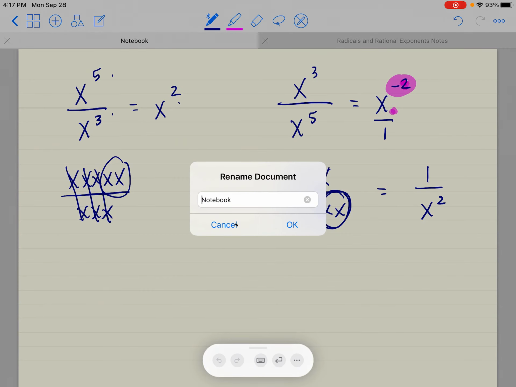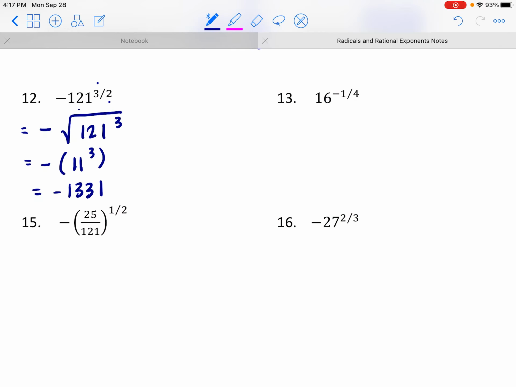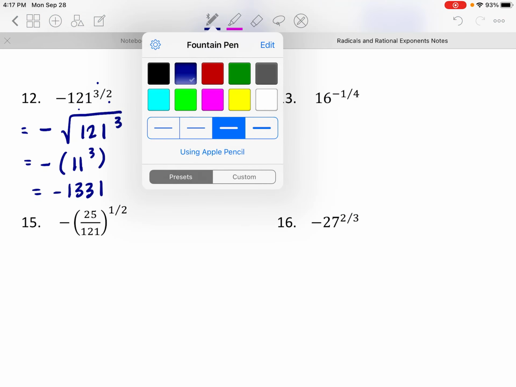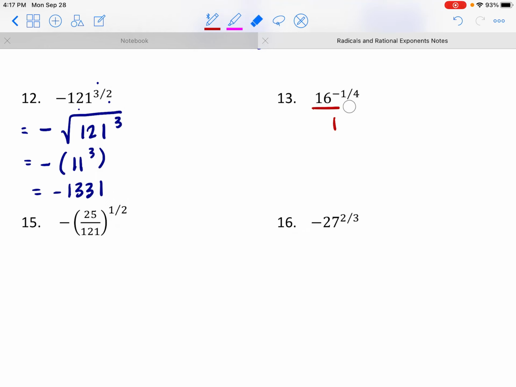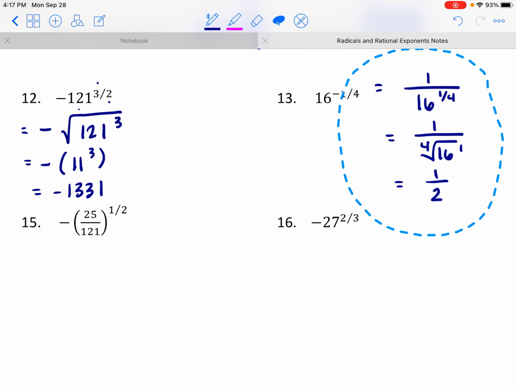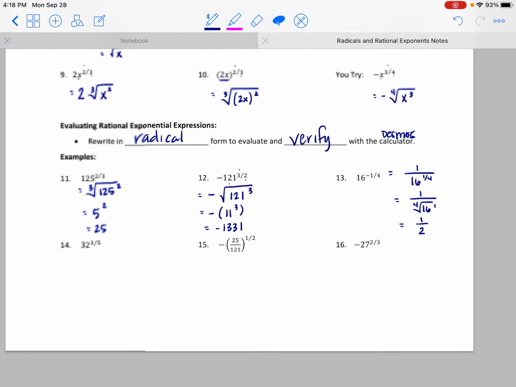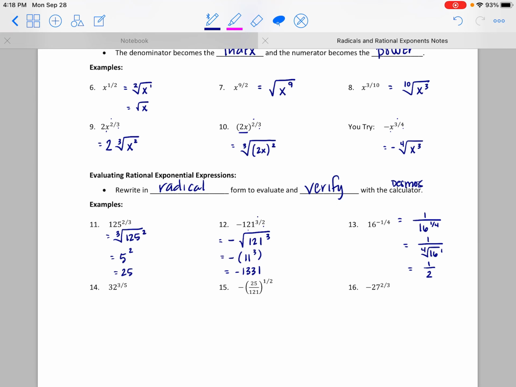So going back here, this is telling me the 16 doesn't belong on the top of the fraction. That's where it is right now. It doesn't belong there, it belongs on the bottom. So we're going to rewrite this as 1 over 16 to the positive 1/4, and then we're going to evaluate from there. So this is 1 over the 4th root of 16 to the first. And the 4th root of 16 is 2, which is why this ended up being 1 over 2. Okay, definitely trickier than some of the others, but again, could be verified or even just input into the calculator.